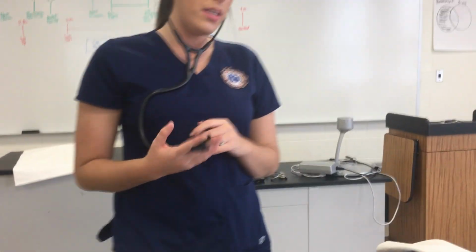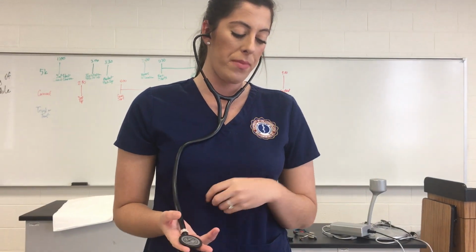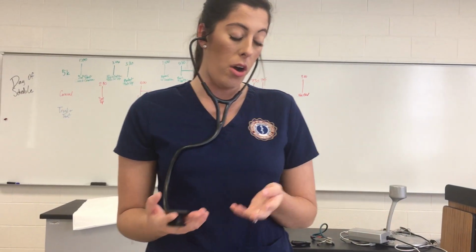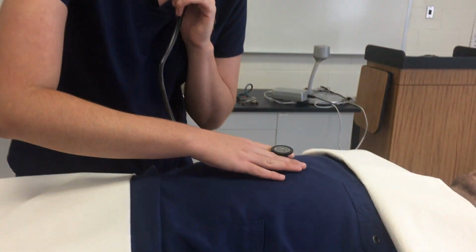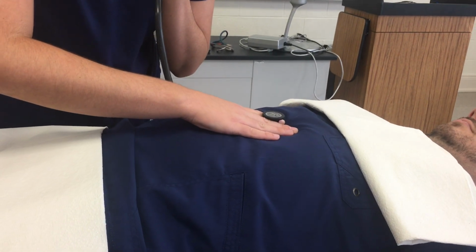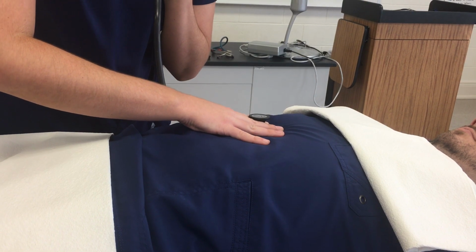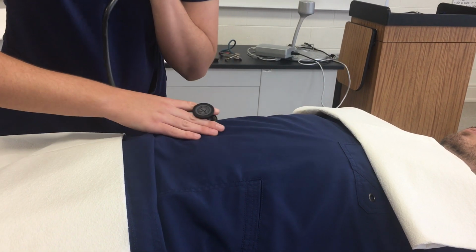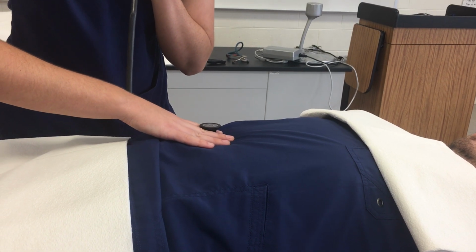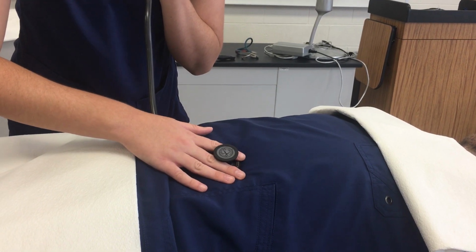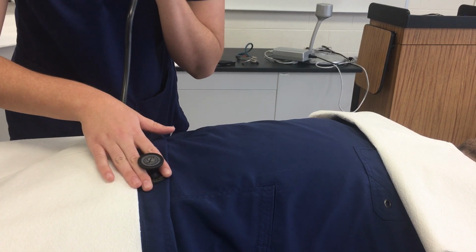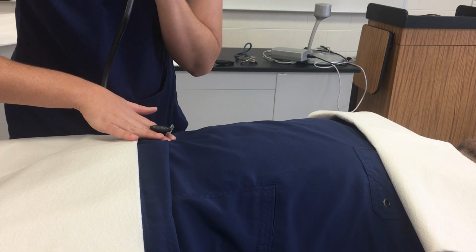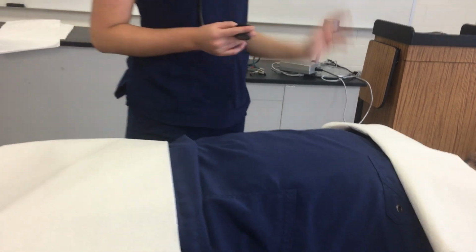Okay, now we're going to listen for any bruits in 4 main arteries. So we're going to listen at the abdominal aorta and then the renal arteries on both sides. And then you can find the belly button, and right below that would be the iliac arteries and then the femoral arteries. Again, just listening for bruits.